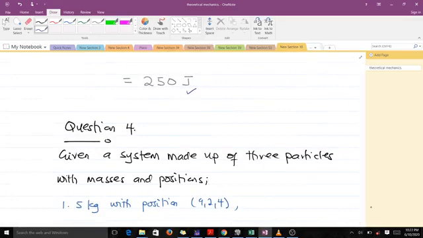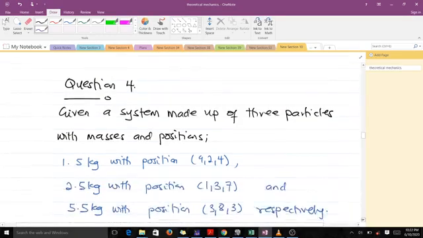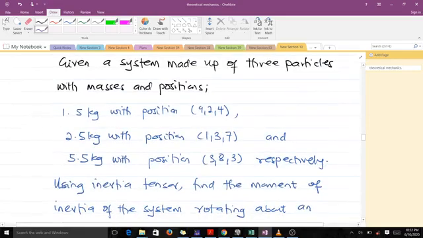So the second part of the question, no, the fourth question, sorry. It says, given a system made up of three particles with masses and positions, particle A has a mass 1.5 kilograms.